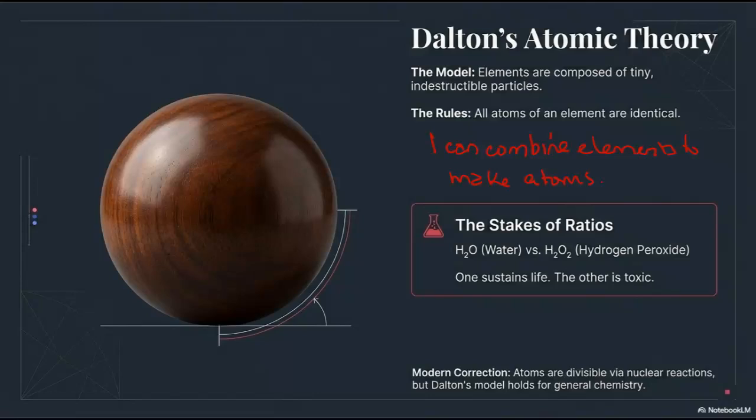So first postulate, elements are made of atoms. All atoms of the same substance are the same. Second one, I can combine elements to make compounds.